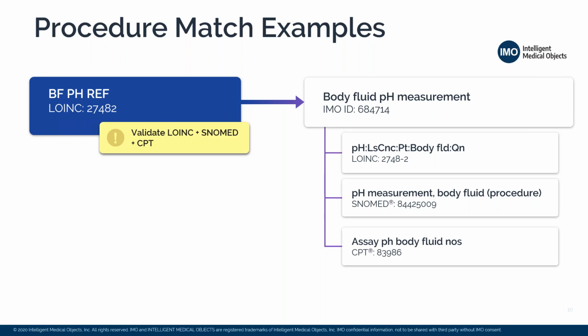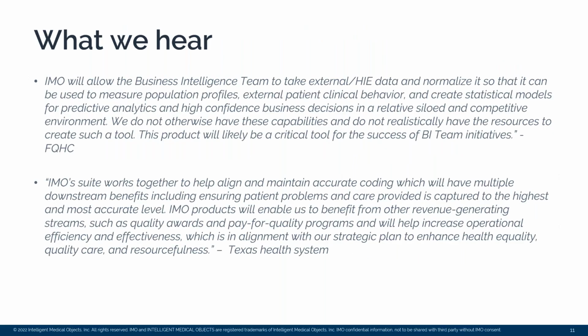I also wanted to end with just a few quotes here that we hear from our clients about how IMO Precision Normalize is able to power maximizing revenue at their organizations. In the first quote, this is from a business intelligence team that Precision Normalize is allowing them to take external HIE data and normalize it so they can really understand their patient population. And now they are able to unlock predictive analytics and they can make high confidence business decisions in a very competitive market where they're found. They would not otherwise have these capabilities, and they know that they do not realistically have the internal resources to be able to solve for the clinical data quality problem or create a tool to do so. This tool will be a critical tool for their success.